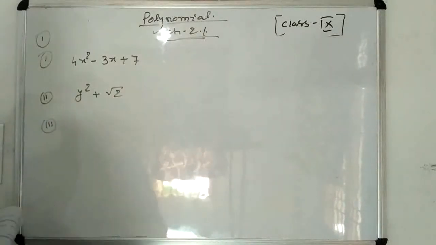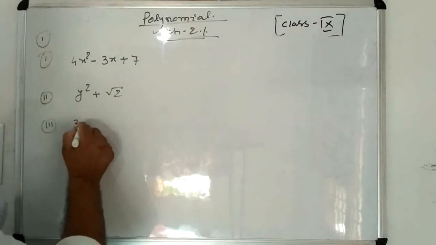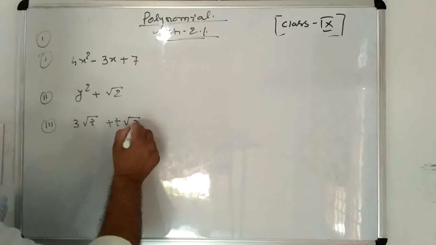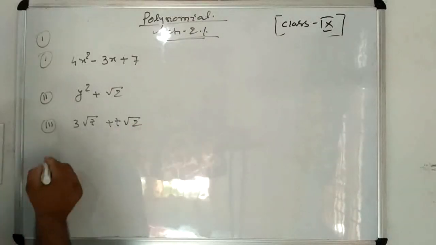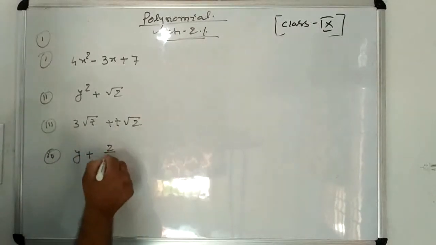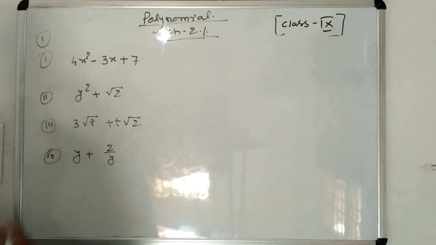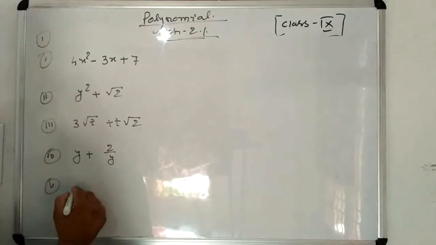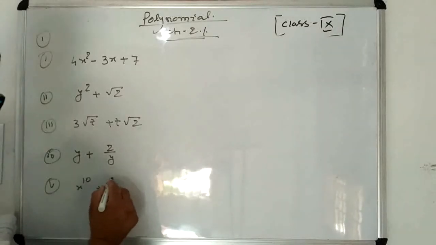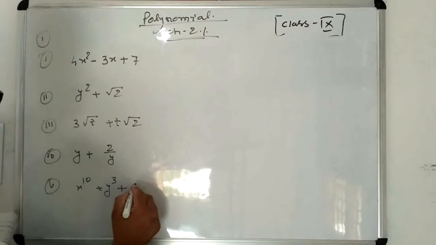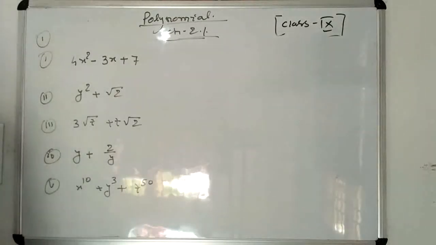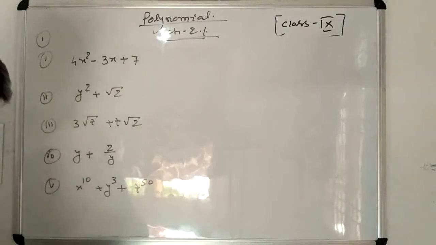Second is y square plus under root 2. Third is 3 under root 2 under root t plus t under root 2. Fourth is y plus 2 by y, and fifth is x raised to power 10 plus y raised to power 3 plus t raised to power 50. So now we have to check whether each is a polynomial or not.